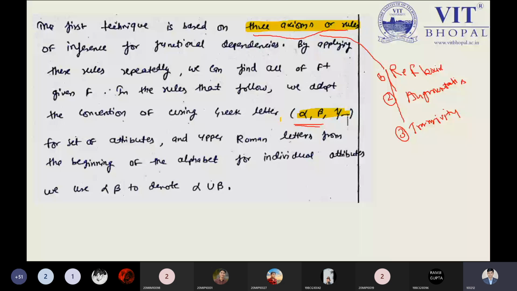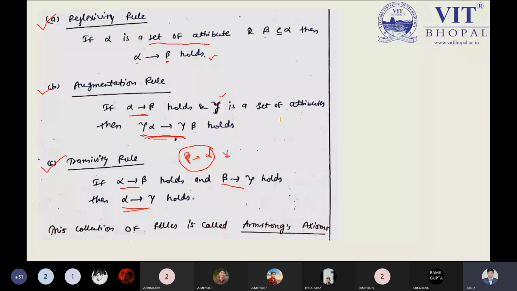So this is the concept we have seen, and I'm repeating it once again. If alpha is a set of attributes and beta is a subset of alpha, then we can say beta depends on alpha, or alpha determines beta, and it holds the property of the reflexive rule.